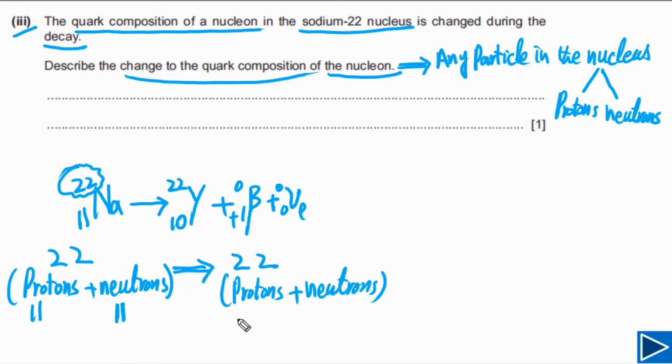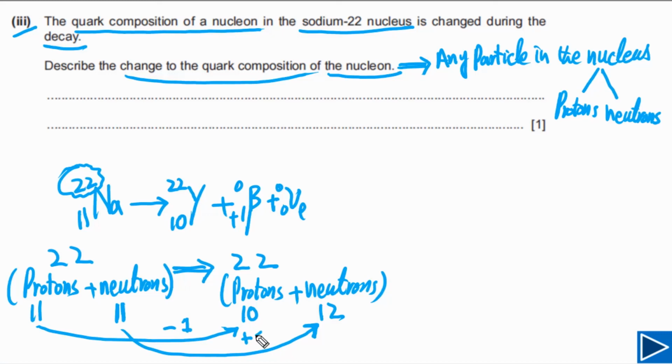But if you look at this daughter nucleus, it has atomic number 10. It means it has only 10 protons. So neutron number in this case is 12. So if we look at neutron number, we can see neutron number is increasing. And if you look at the proton number, this one is decreasing. So we have minus 1 here. Proton number is decreasing, the neutron number is increasing. So it simply means that in this case, one proton changes into neutron. So we can simply write down, in this case, one proton decays into neutron. So this is one thing you can write down.